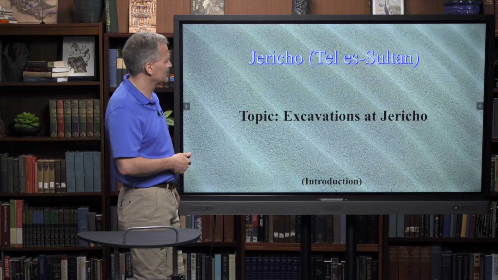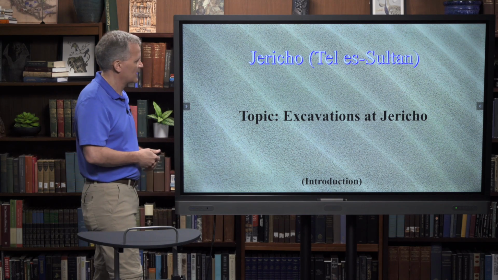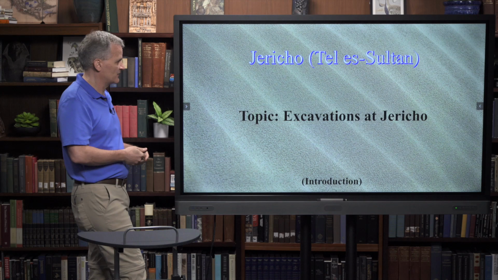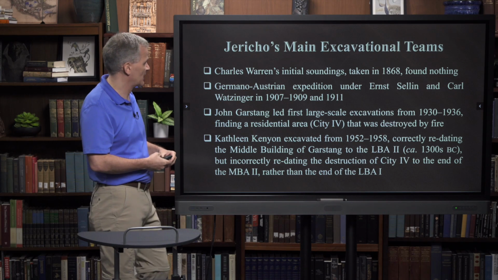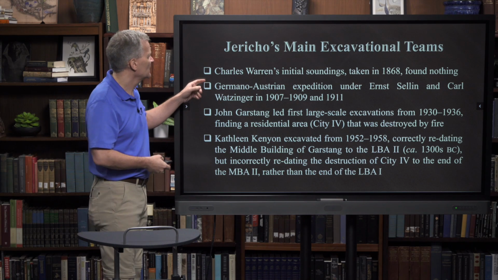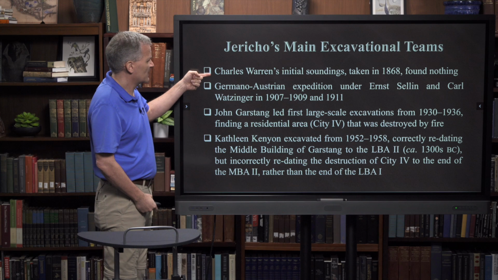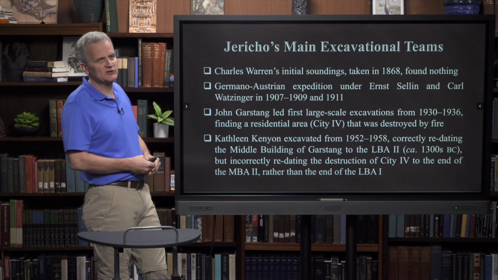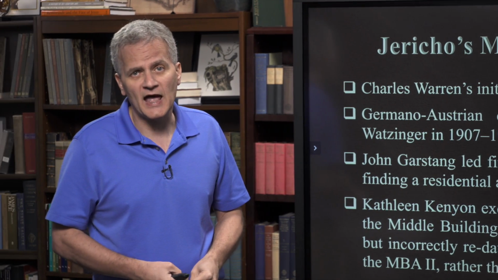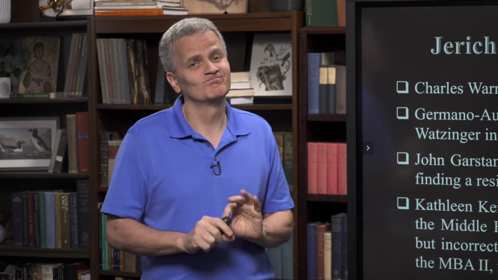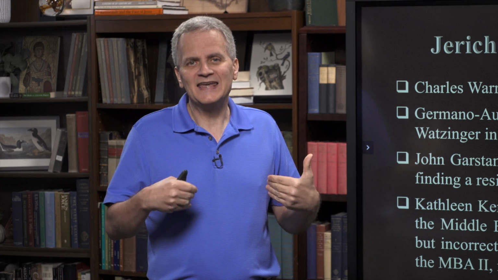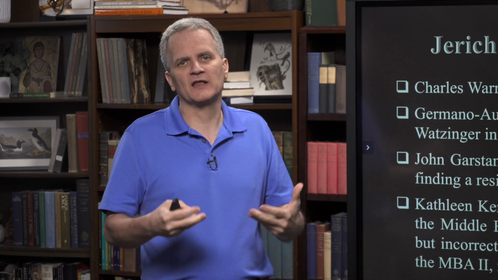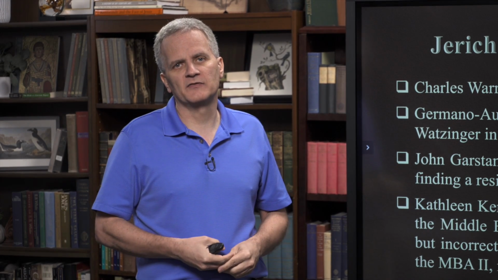Now we're going to look at some of the excavations that took place at Jericho, essentially the main excavations, not necessarily everyone who's ever excavated there. So we start with about 1868 when Charles Warren went to the site and he took initial soundings there at Jericho, and you know what he found? Nothing. So he was not able to confirm that this was a site of habitation.